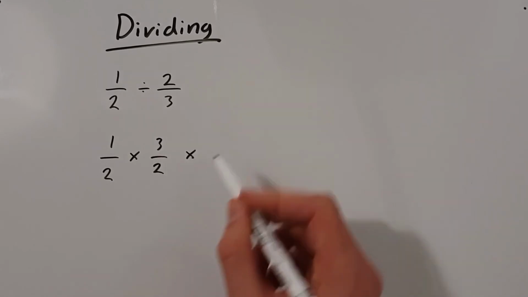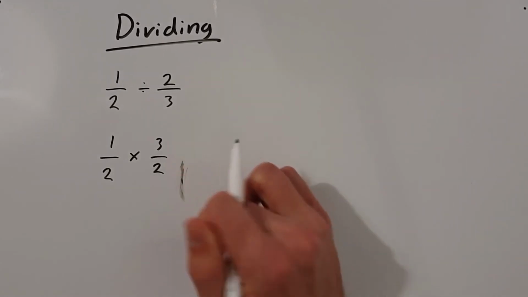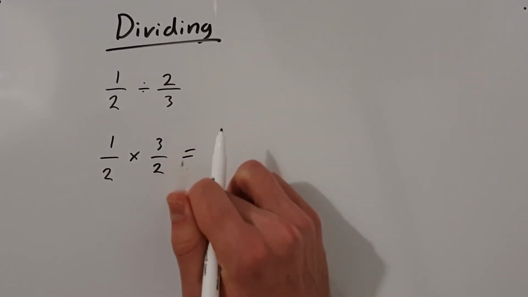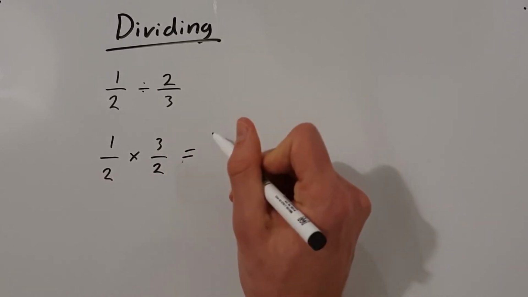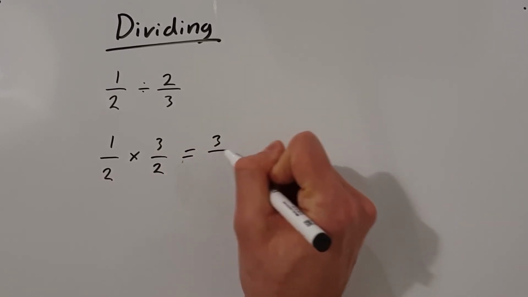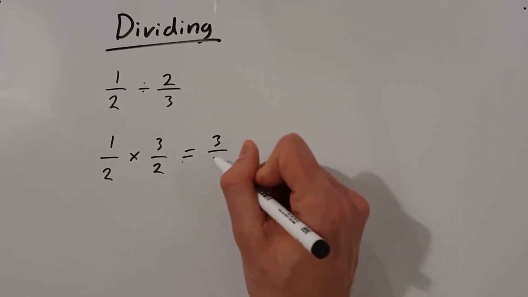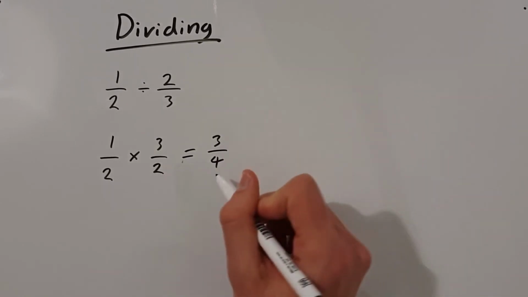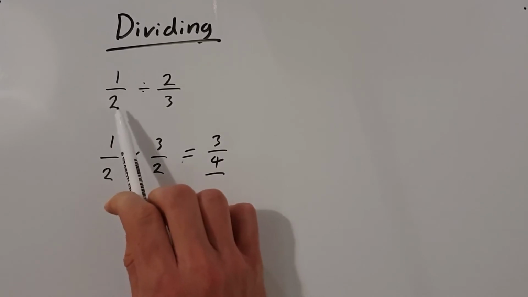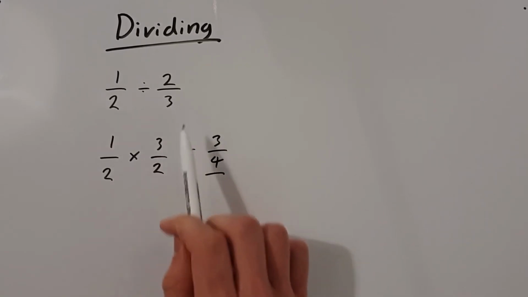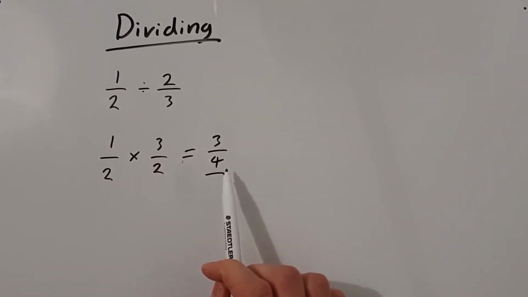So we'd take the 1 times 3, 1 times 3 is 3, over 2 times 2 is 4. And that is the answer: 1/2 divided by 2 over 3 is 3 over 4.